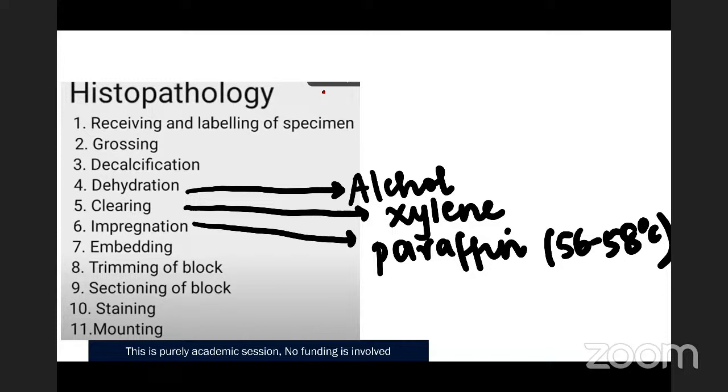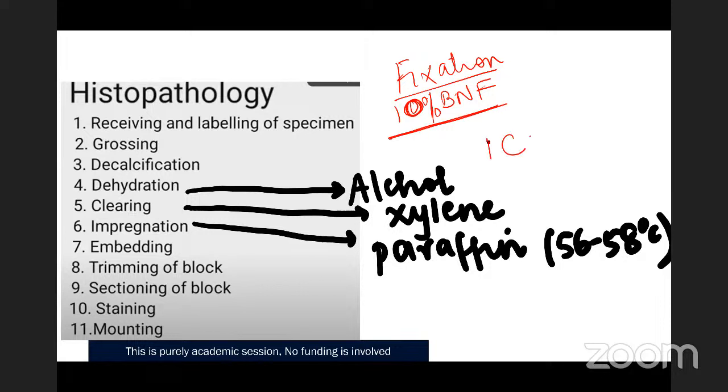So please remember, the first thing that we do is fixation. First we fix it. Why do we fix it? The most common fixative that we use in histopathology is 10% buffered neutral formalin. This is done so that the tissue can remain as it is in the body. So that is what we do in fixation. After fixation, we should do four steps, which is very, very important.